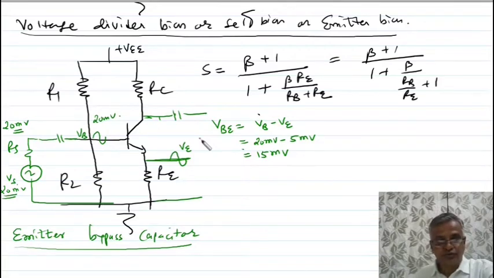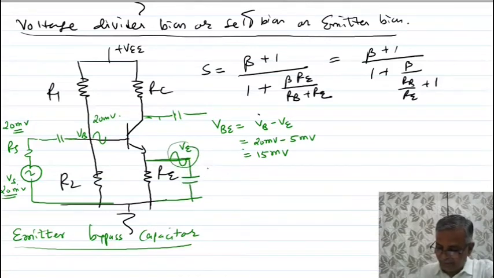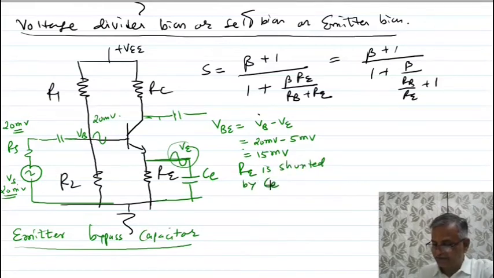So to avoid the loss in gain, this AC should be removed. It will be removed by connecting one capacitor parallel to RE, or you can say RE is shunted by a capacitor. As a result, this AC signal will be bypassed through the capacitor and it does not develop across RE.